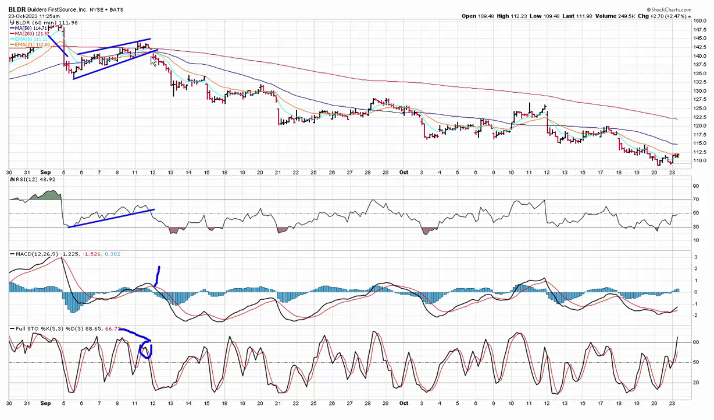I'm looking for a way to get short. So I knew this entire time here, I'm looking to get short. And then you can see where this breaks down. Negative divergence here, cross here.